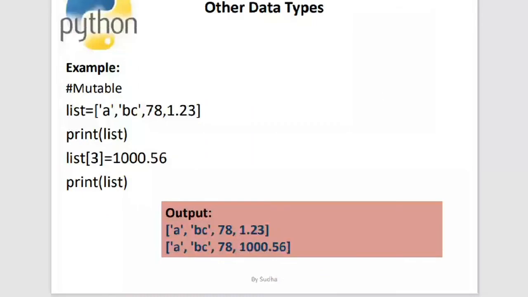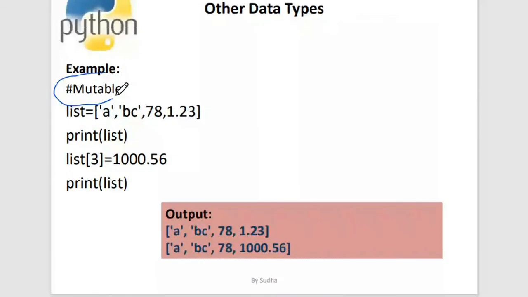So you can just observe that lists are mutable. Okay, so lists are mutable. What does it mean by mutable? Mutable means that the values can be changed. Okay, so A is at index number 0, BC is at index number 1, 78 is at index number 2, and 1.23 is at index number 3.